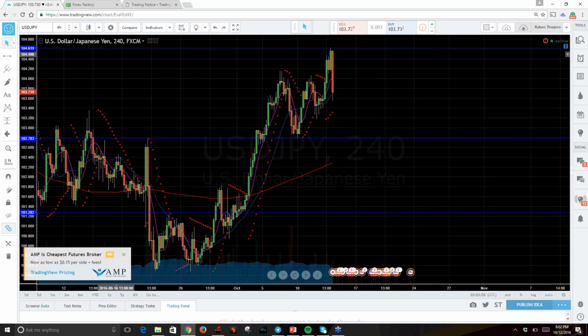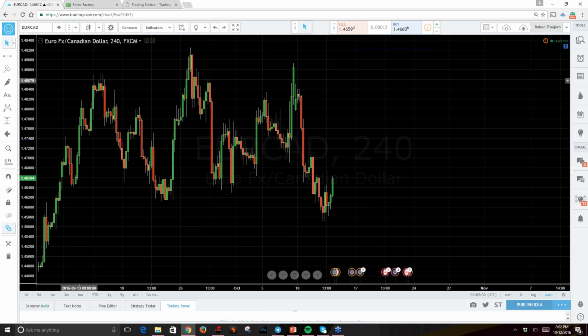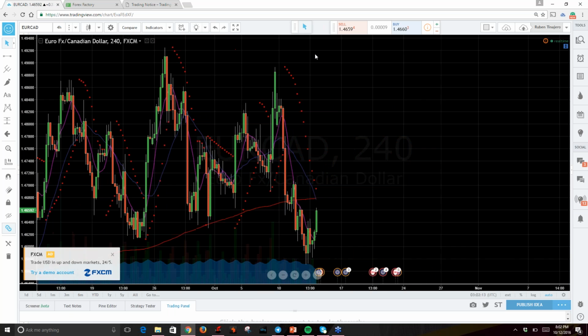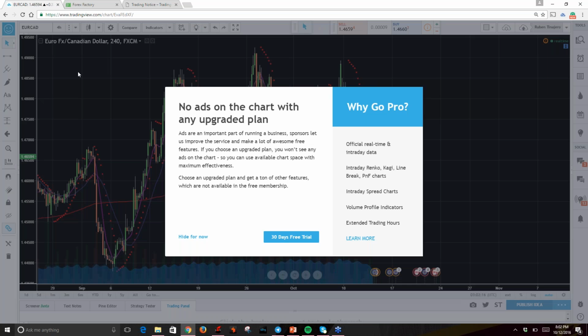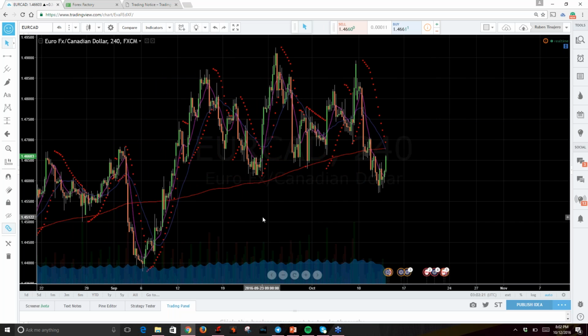I don't know if you guys want me to review any other pairs. I have a whole list, Euro CAD, but it's pretty basic. I don't really like to do it. I like to do the same seven major pairs. Sometimes I'll do Aussie Yen or some other pairs, but yeah. Anyways, this is my chart.